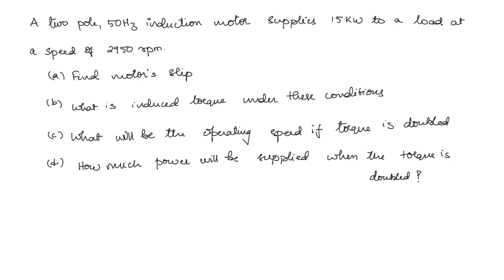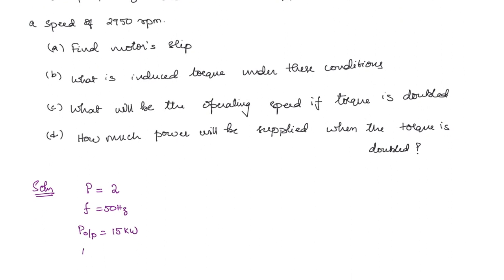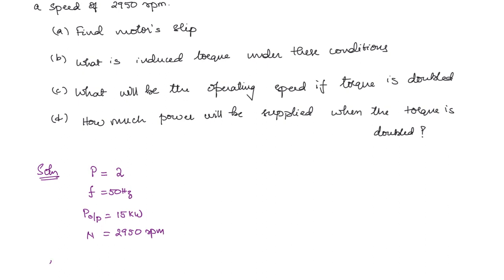So before you see the solution, you can try this for yourself first. First we will write down all the information that is given. First we have the number of poles, it is given as 2. The frequency is given as 50 Hz and the output power is given as 15 kilowatts. And finally the motor speed is given as 2950 rpm.